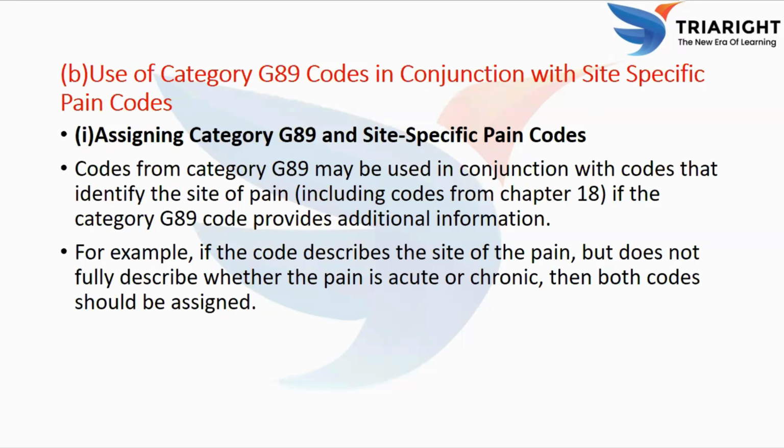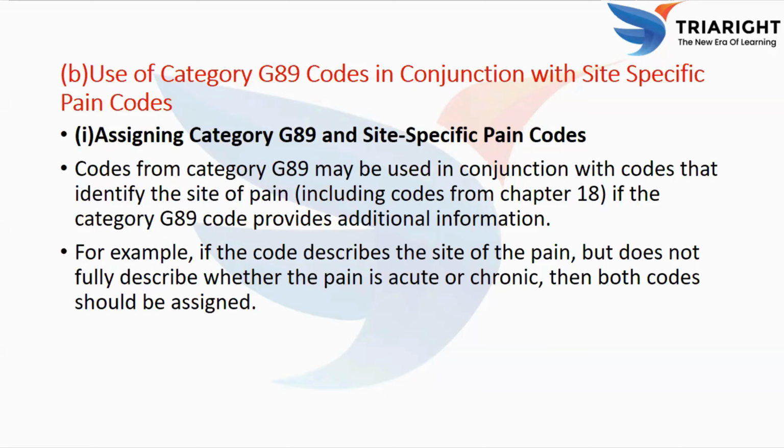So what are G89 codes? They are used to describe the type of pain, whether it is acute, chronic, post-operative, or cancer related. And what do the site-specific pain codes indicate? They are used to describe where the pain is located on the body, whether it is located on your back, your knee or abdomen, etc. So you have to use both codes together, as each code adds important information.